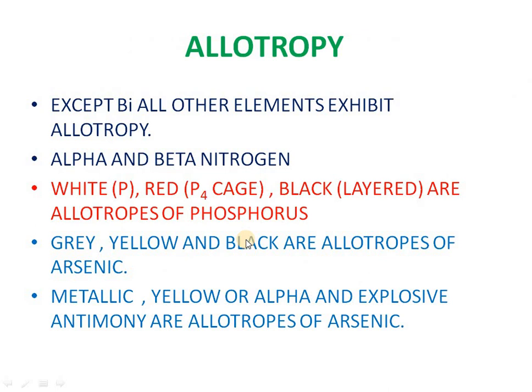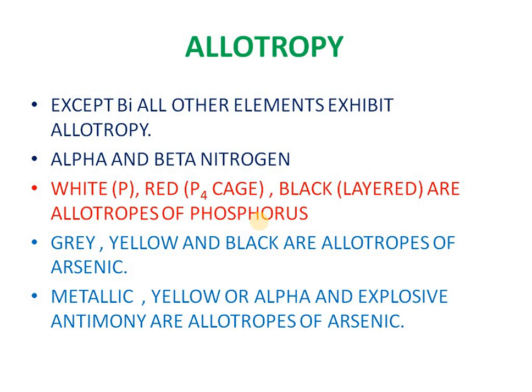Similarly, we are going to talk about allotropy. Allotropes have the same chemical properties but different physical properties. Physical state, appearance is different, color is different. Except bismuth, all other elements exhibit allotropy. Alpha and beta nitrogen are also there. White phosphorus, red phosphorus, black phosphorus are allotropes of phosphorus. Grey, yellow and black are allotropes of arsenic. Metallic yellow or alpha and explosive antimony are allotropes of antimony. More detail about the phosphorus allotropes we will do in the phosphorus study.